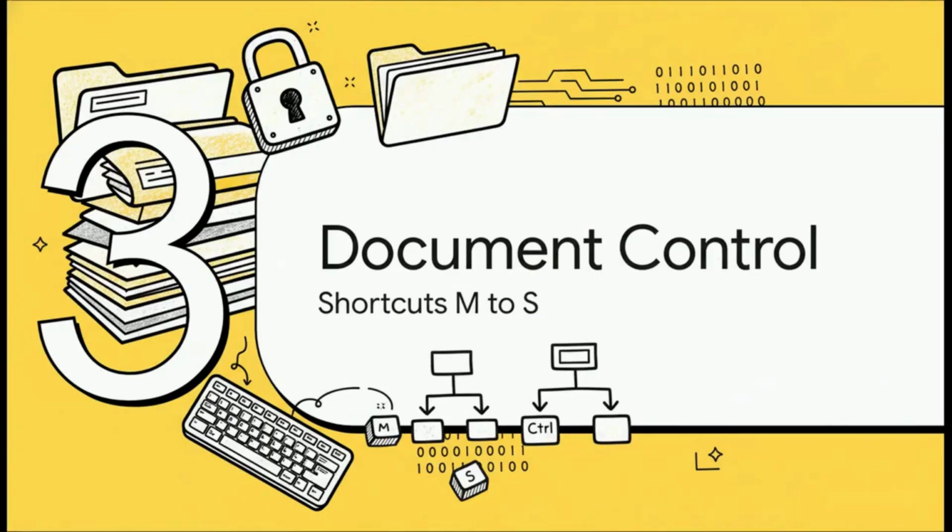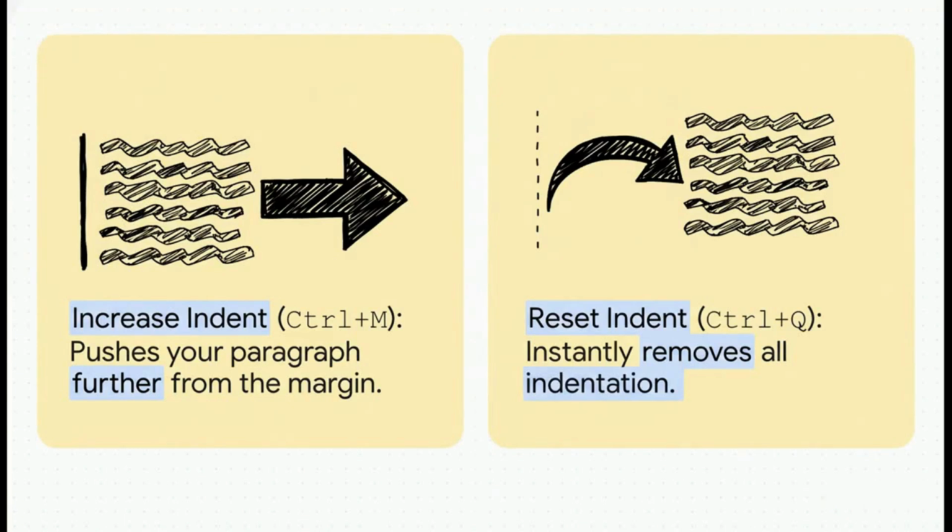Okay, let's shift our focus a little bit. We've talked about editing text. Now let's talk about managing the documents themselves. These next commands are all about control. You can easily control your paragraph layout with these two. Use Control+M to increase the indent, pushing text away from the margin for quotes or lists. And if you go too far or just want to reset everything, Control+Q is your instant back to default button.